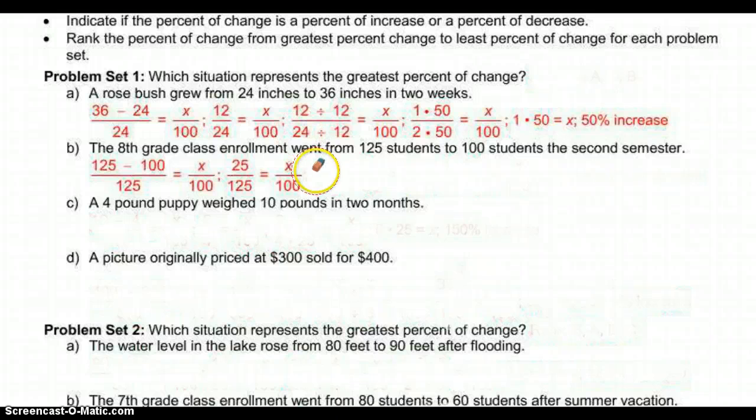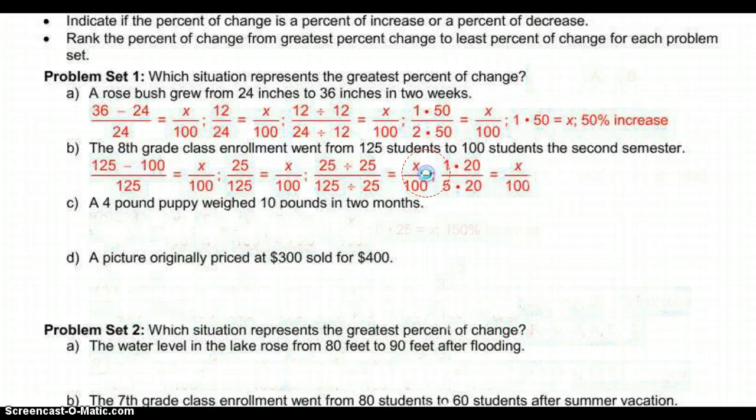Okay, again, we want to reduce, so the next thing we'll do is divide 25 by 25, 125 by 25, and finish our proportion with x over 100. Now we can look at this, because we're going to get 1/5 out of it. We look at the difference between 1/5 and 100, and if we notice, we can multiply by a scale factor of 20 and go from 5 times 20 to 100, and again, we must multiply 1 as well times 20. That's going to give us our answer, which is 20%, but because we went from 125 to 100, that is a decrease.